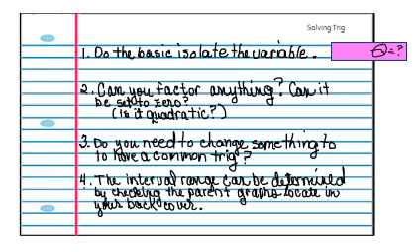All right, basically this is what happens when you try to solve anything for x. You have to do the basic isolating of the variable. With these, you have to see if there's something that you can factor. Can it be set to 0? Does it look quadratic? Number 3, do you need to change something so that you have some common trig? And number 4, the interval range can be determined by checking the parent graphs located in the back cover of your book. That's where the intervals come from, Drew.